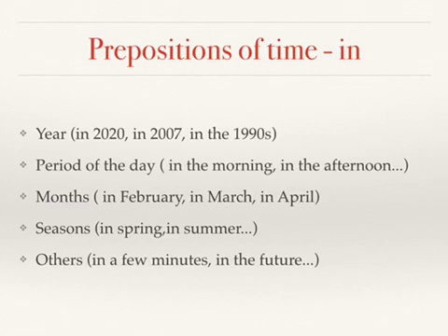Let's look at in. So in is used for year. For example, in 2020, in 2007, in the 1990s. You can use in for period of the day, for example, in the morning, in the afternoon, in the evening. You can use in for months, like in February, in March, in April.